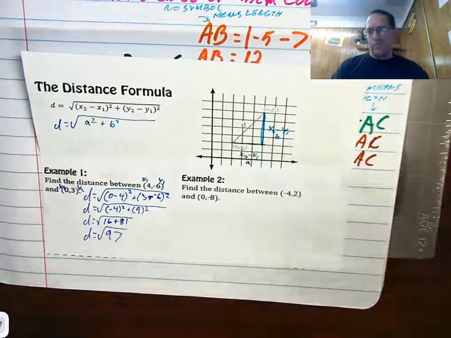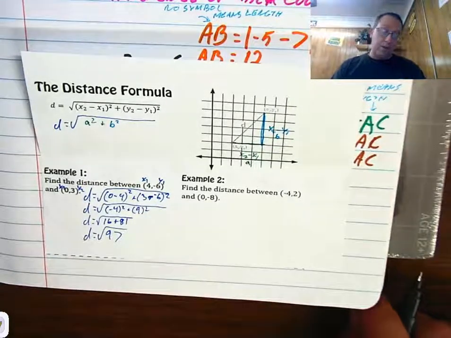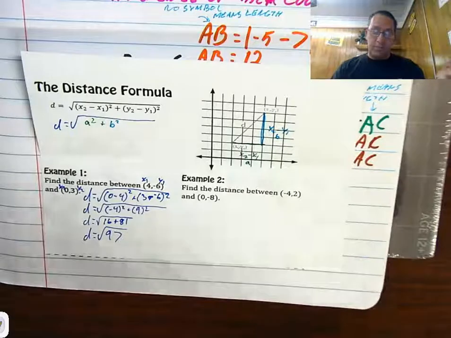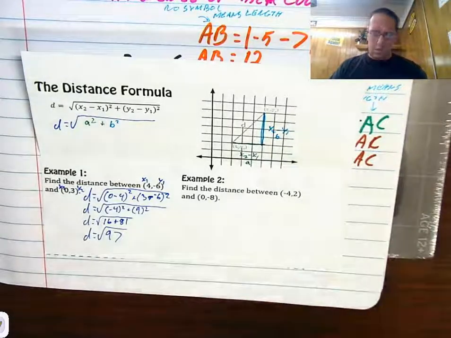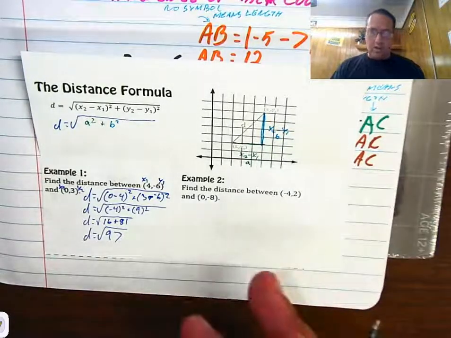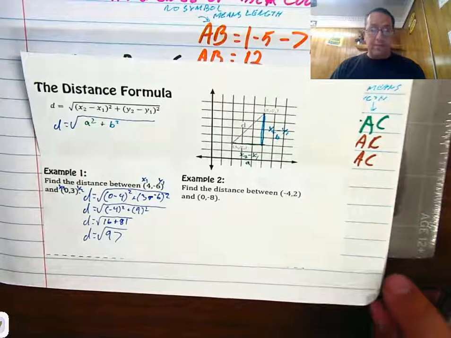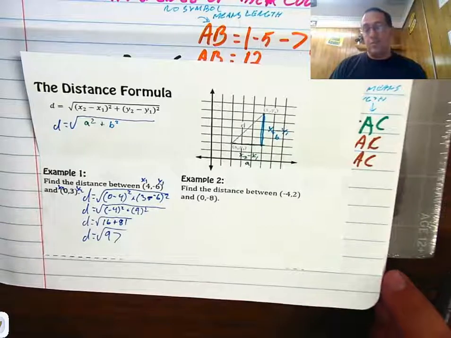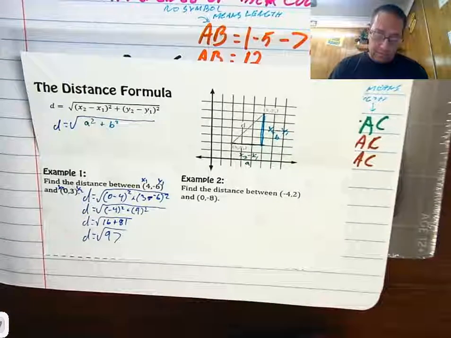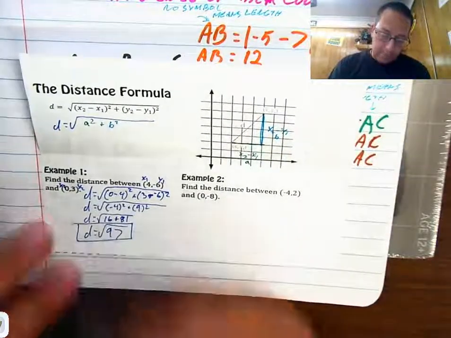That's not very pretty or anything, but I don't have a calculator to come up with the actual decimal. The decimal's ugly anyways. It's going to go on forever and ever because that's not a perfect square. And I would like to simplify it, but 97 is prime, so it's not going to simplify. That's my answer right there.